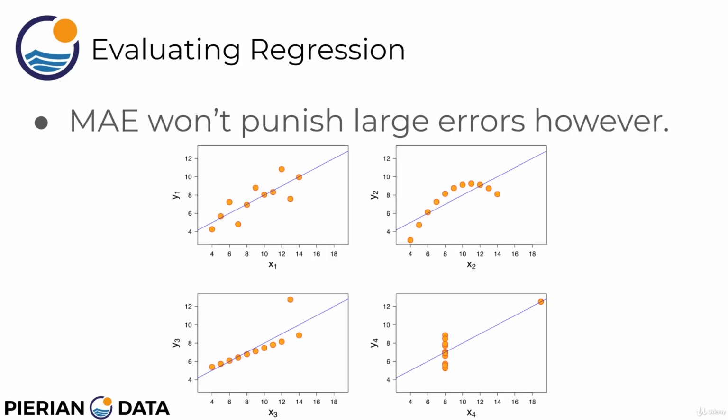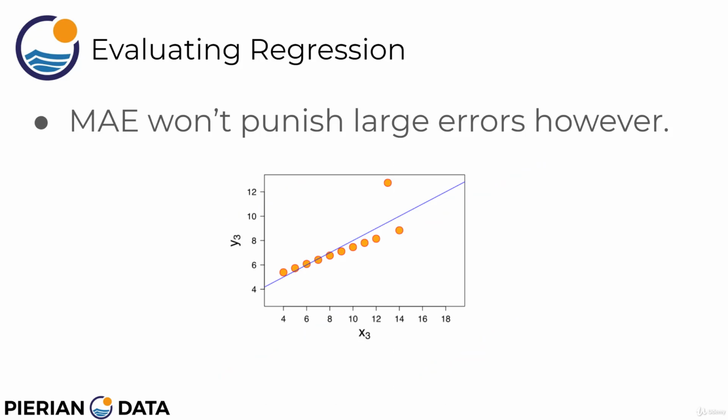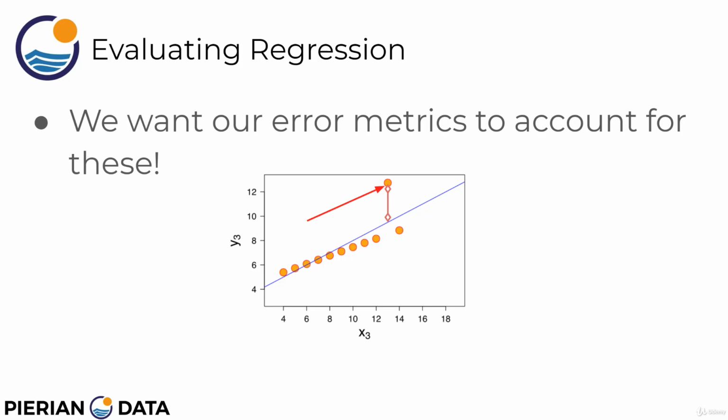Now, the issue with mean absolute error is it won't punish large errors. So here we have what's known as Anscombe's quartet, and we can see here that we have a wide variety of different scatters of data points here. However, the line of best fit for all of these is actually the same. So we want to make sure that we're aware of situations like this. For example, let's take a look at this specific situation where we have one point that's a huge outlier. So we want our error metrics to actually account for these.